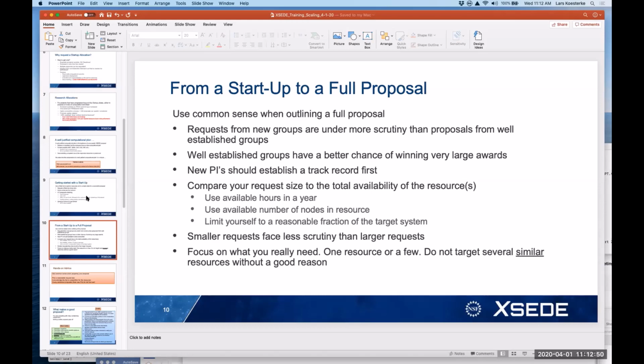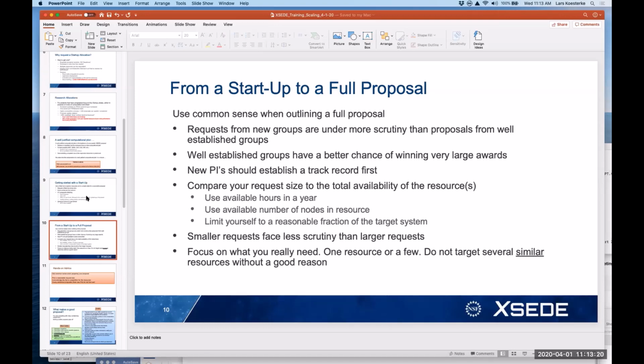There is no hard guideline, but at least what you can do is figure out how many SUs are available on a given resource. You know the number of available nodes from the manual or from some guidelines. You know how many hours are in a year, and you know how much time you want to ask for. So you have to limit yourself to a reasonable fraction of the targeted system.